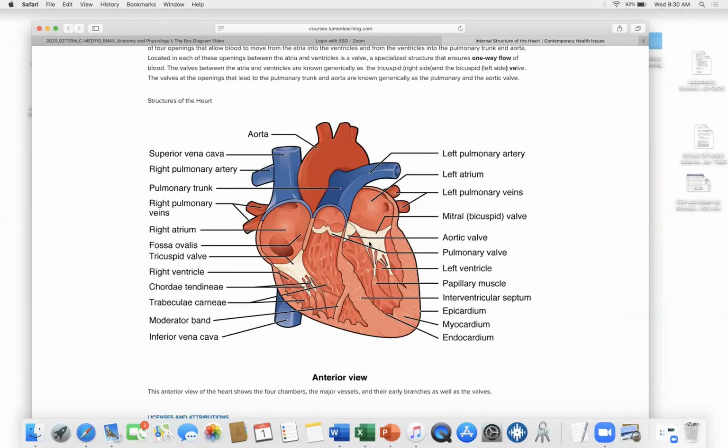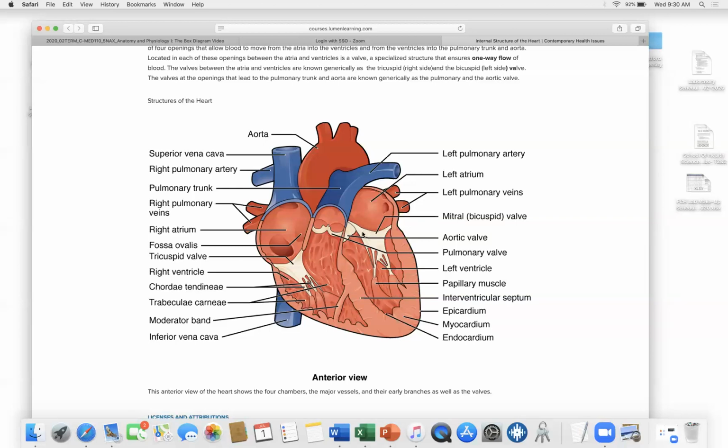Now, these leaflets or cusps, right? They're called bicuspid. They're held also with these cords, and these cords are called chordae tendineae. That's how you spell it right here. And the chordae tendineae are connected into these little muscles here. They look like fingers, and those are your papillary muscles. So the papillary muscles pull on these cords, and then it allows the blood to flow through.